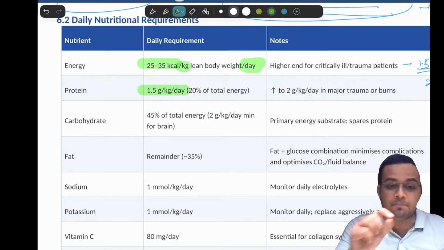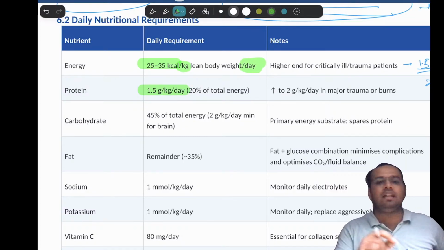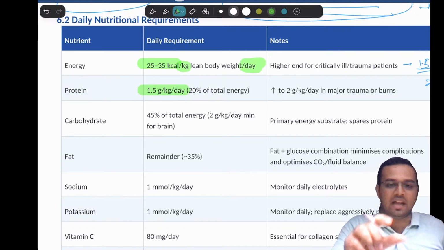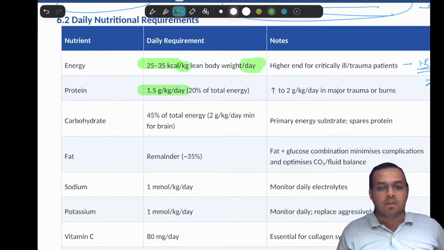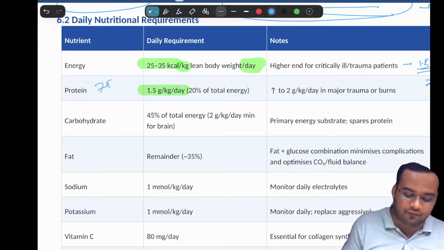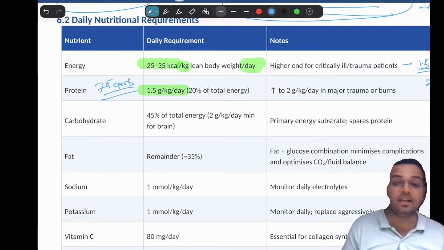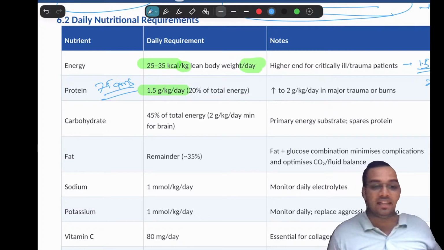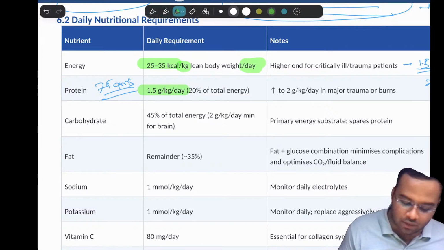1.5 gram protein per kg per day. So we don't have this much amount of proteins. One egg usually hardly contains 6 gram of protein. So if you are a 50 kg man, your daily protein requirement is around 75 grams of protein per day that you should have. And that is the reason 20% of the total energy should come from proteins.